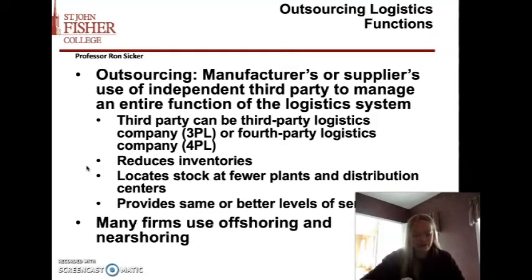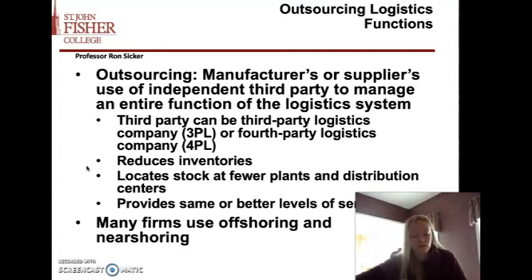Outsourcing, very important. This is why a lot of Americans say that overseas countries are stealing our jobs, because a ton of companies are outsourcing, or more specifically offshoring, which I will get to in a bit. So outsourcing is basically using an independent third party to manage an entire function of the logistics system. So it could be transportation, it could be storing inventory, it could be distributing to suppliers or distributing to a wholesaler. So it can either be through a third-party logistics company, a 3PL, or a fourth-party logistics company, a 4PL.